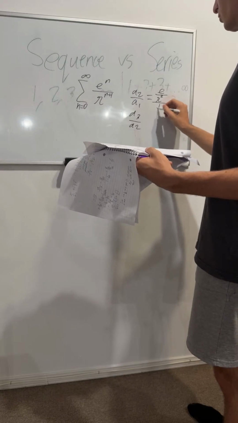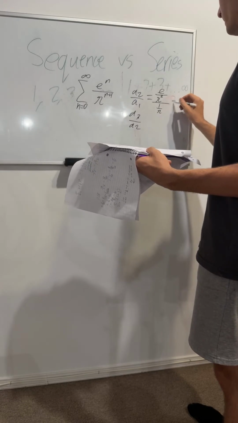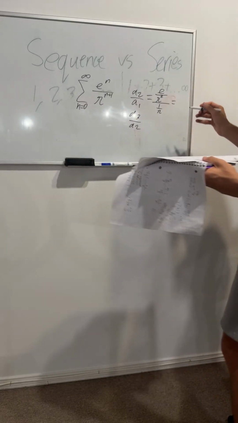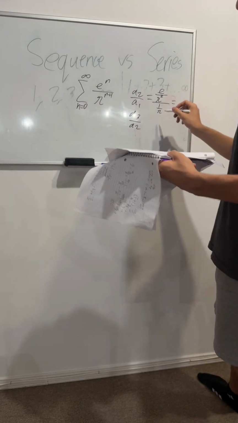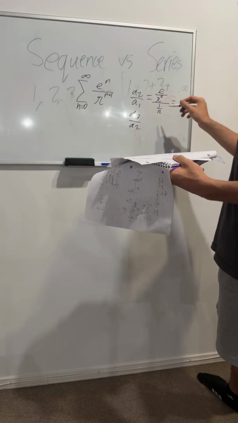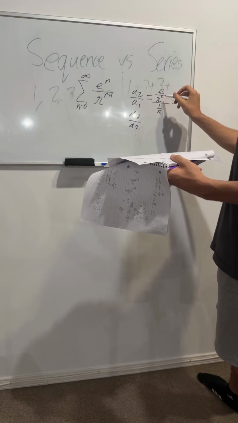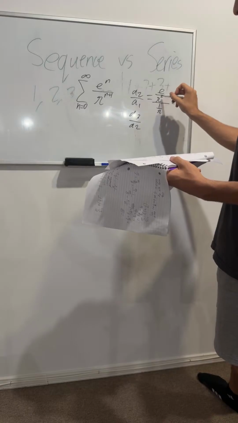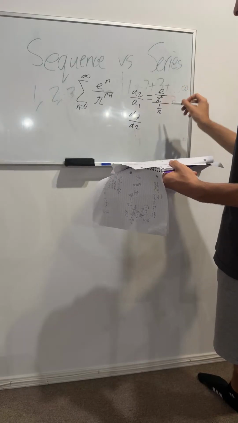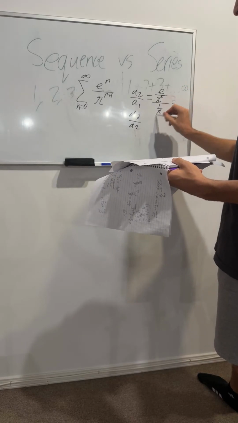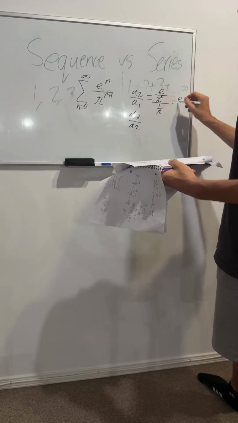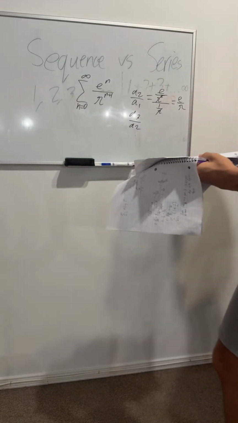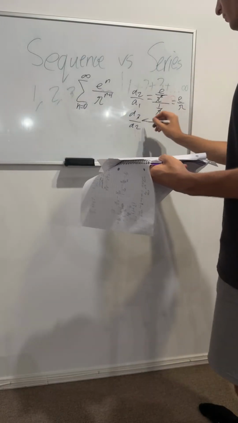Pi to the 1 is just pi. So, if you can see here, e over pi squared over 1 over pi, you can just do e over pi squared. So pi squared, you cross out the 2, you cross out this pi, and you're left with e over pi. Okay, now let's go to the second one.